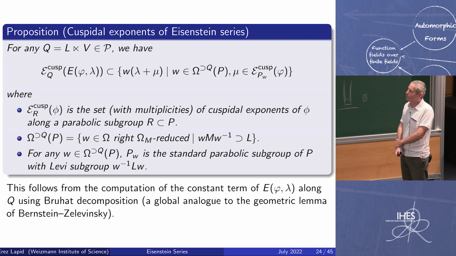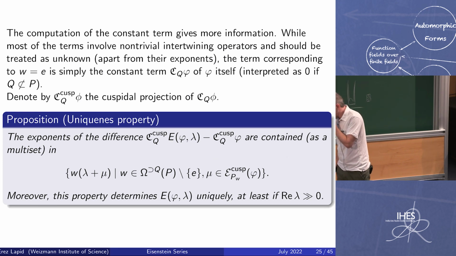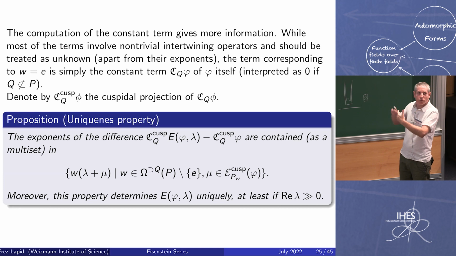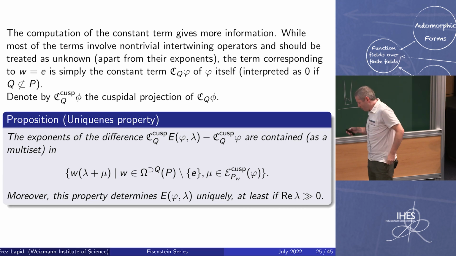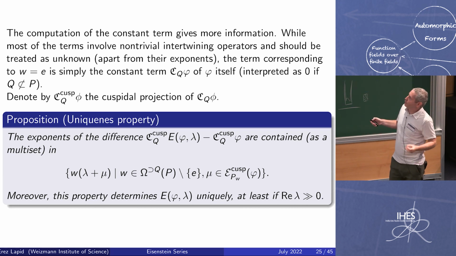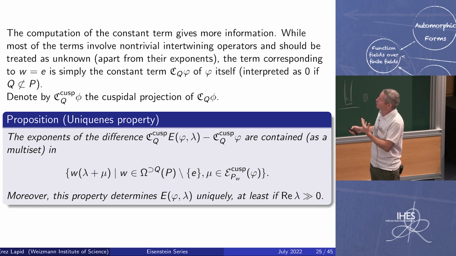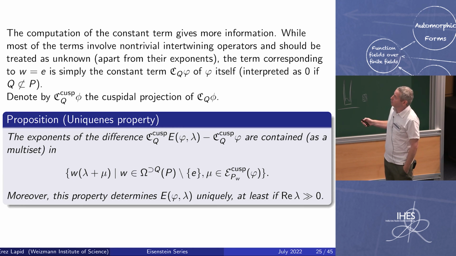Well, this is basically a system of linear equations, but we need just one small piece of information. In this computation you get all these intertwining operators which are very important, but they are swept under the carpet. The only thing that you need to know is that the term corresponding to the identity element in the double constant decomposition, which is only there if Q is contained in P, otherwise it's interpreted as 0, will be the constant term.